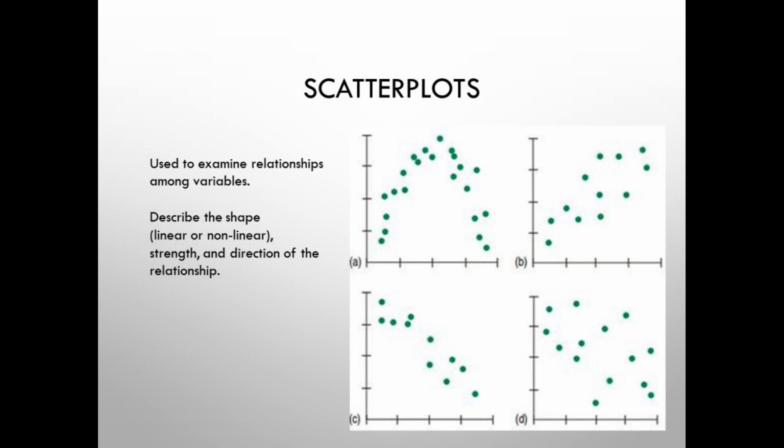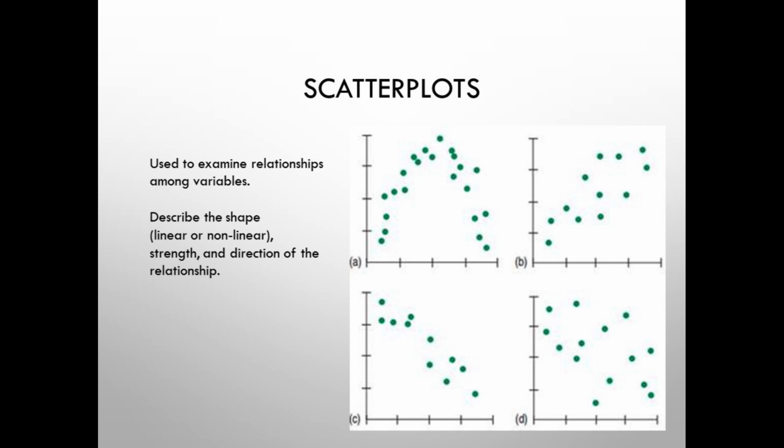A scatter plot, also known as a scatter chart or scatter graph, uses dots to represent values for two different numeric variables. Each dot represents one individual.